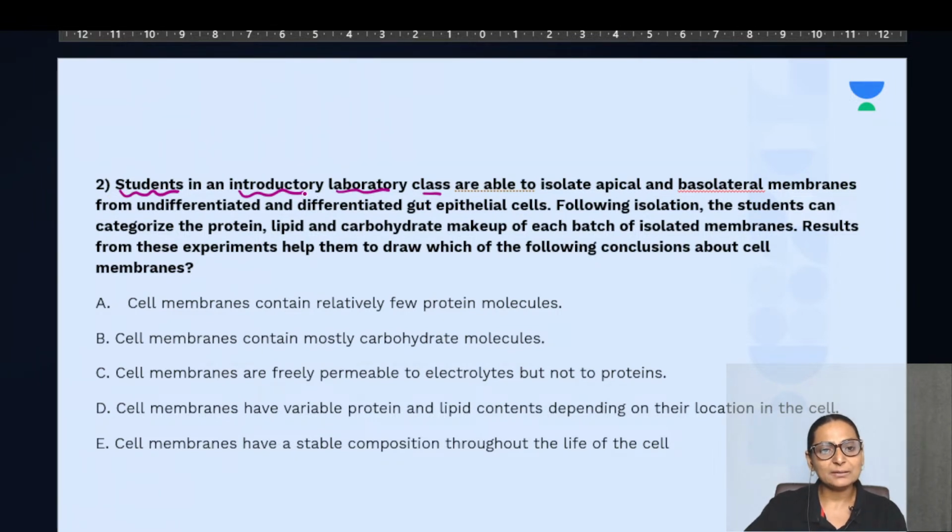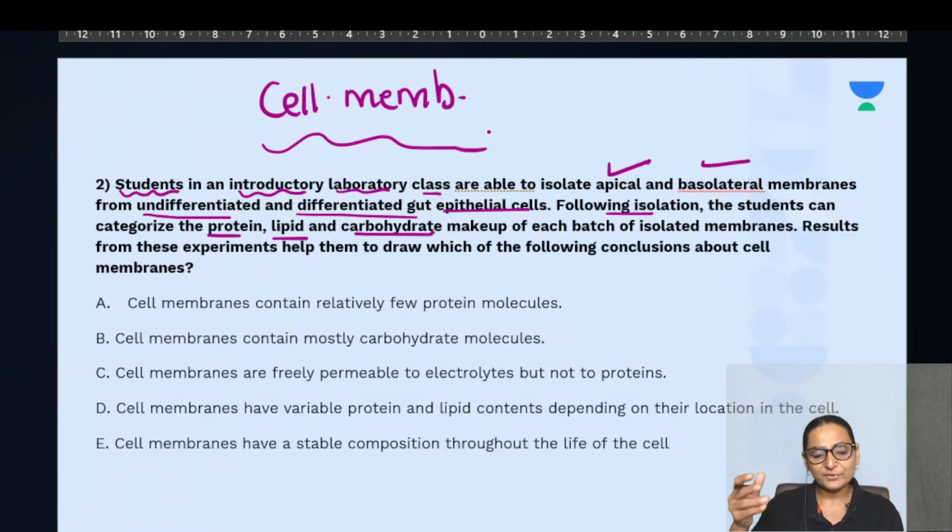Now, there are students in an introductory laboratory class who are able to isolate the apical and the basolateral membranes from undifferentiated and differentiated gut epithelial cells. Following isolation, the students can categorize the protein, the lipids, and carbohydrates. That means this is a question related to your cell membrane. Often, when we consider physiology, we think that CNS, CVS, RS are more important. But let me tell you, general physiology is a must-know topic. You have to know the general physiology.